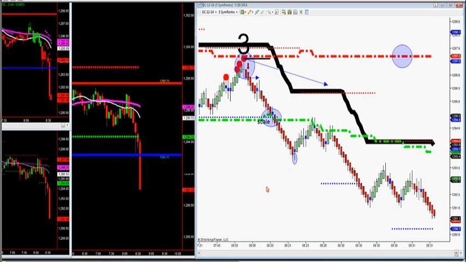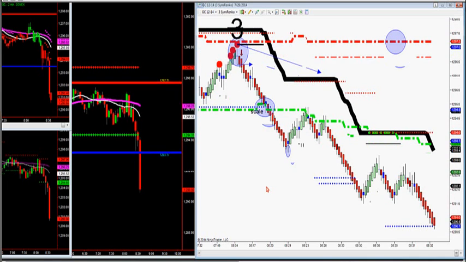If you're still going to hold oil, or gold short, if you're still going to hold gold short, I got another 40 ticks to the downside. 40 ticks to the downside on this number 3 leg.